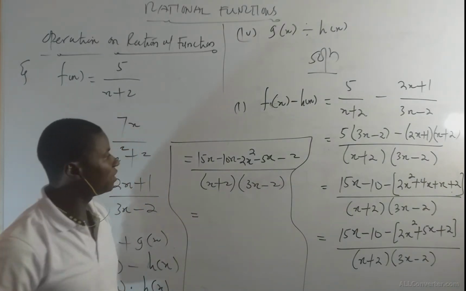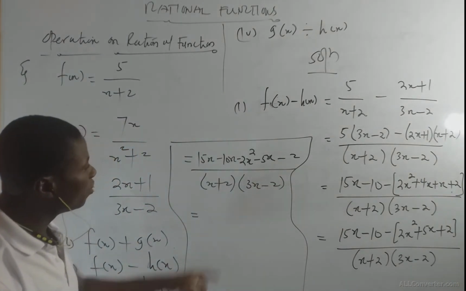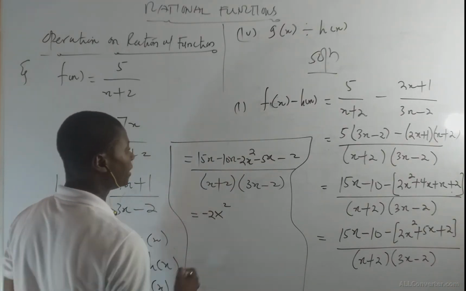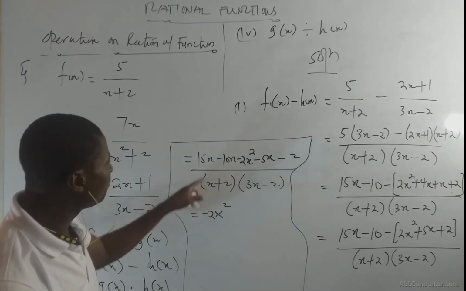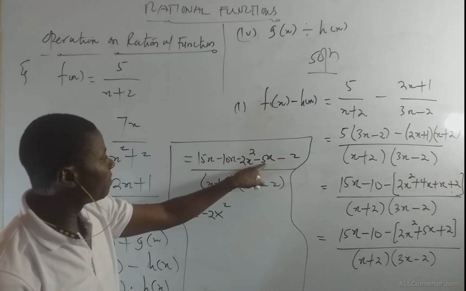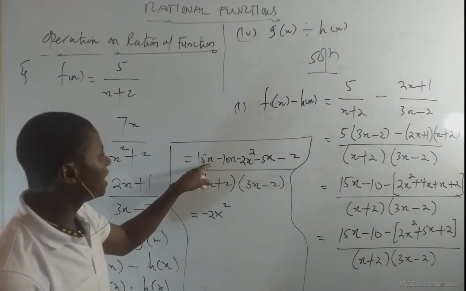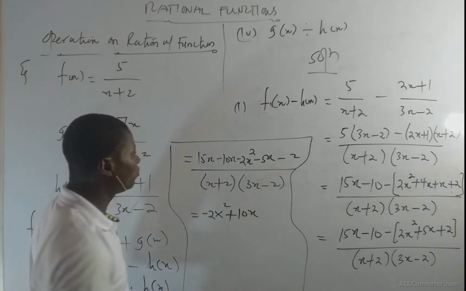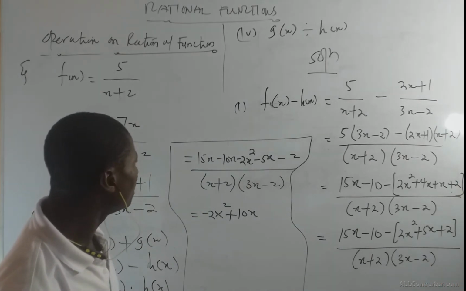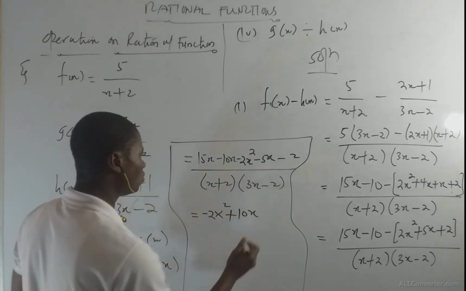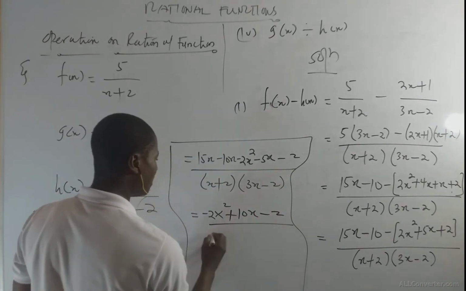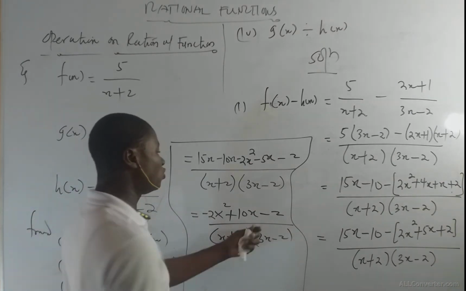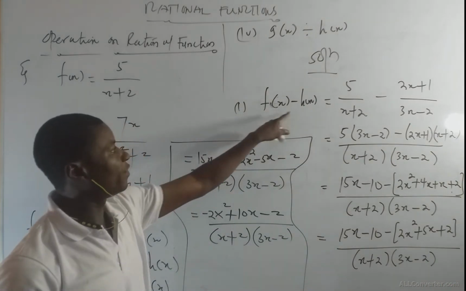Okay, so we simplify the top by looking at the like terms. The only x squared term we have is minus 2, so minus 2x squared. Then the x term, we have 15x here and minus 5x here. So 15x minus 5x will give us 10x. So we have plus 10x. Then we look at the constant. The only constant we have is minus 2. So we have minus 2, all divided by x plus 2, then 3x minus 2. So this will be the expression for f of x minus h of x.